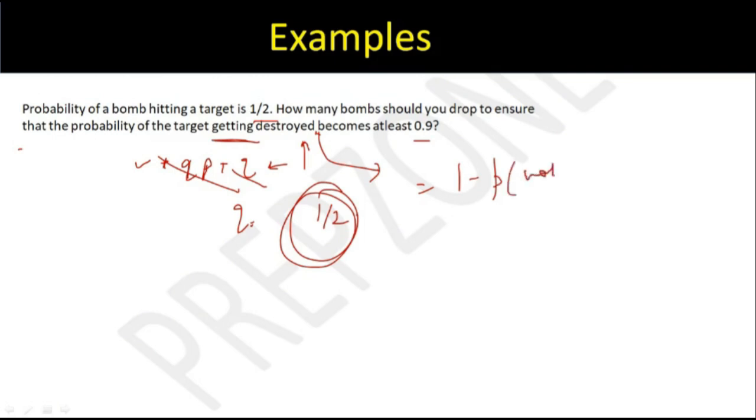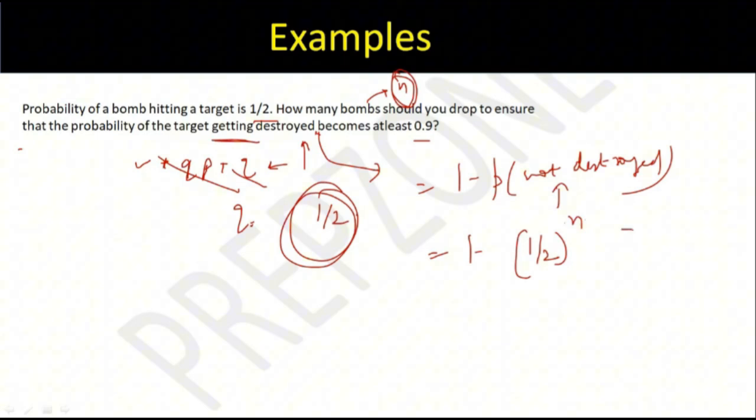Not destroyed. And we know that the probability of not destroying is simple, right? It means the first time it did not hit, the second time it did not hit, the third time also it did not hit. So let's say I have n bombs. None of these n bombs should hit the target, then the target will not be destroyed. So it becomes 1 minus the probability of bomb not hitting the target, which is 1/2. I want all the n bombs to not hit the target. So this becomes my net probability of getting destroyed.